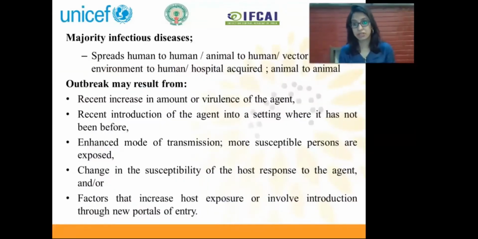So, what are the major causes of any outbreak or epidemic? Usually, they are infectious in nature. They may spread from human to human, from animal to human, from any vector to human, or it may be an environmental disease which spreads, and hospital acquired infections.